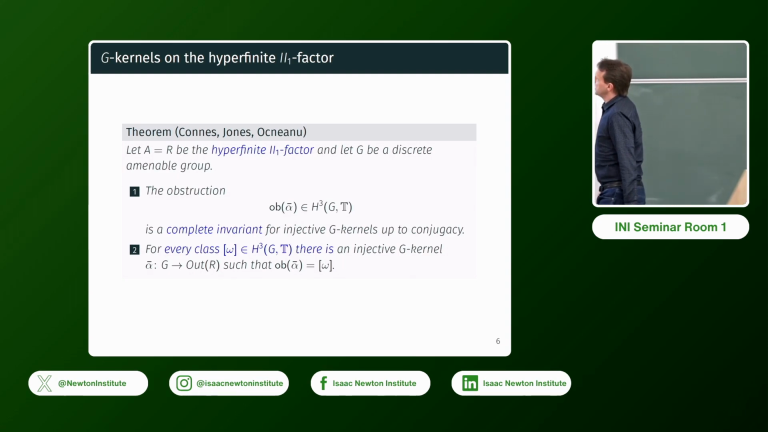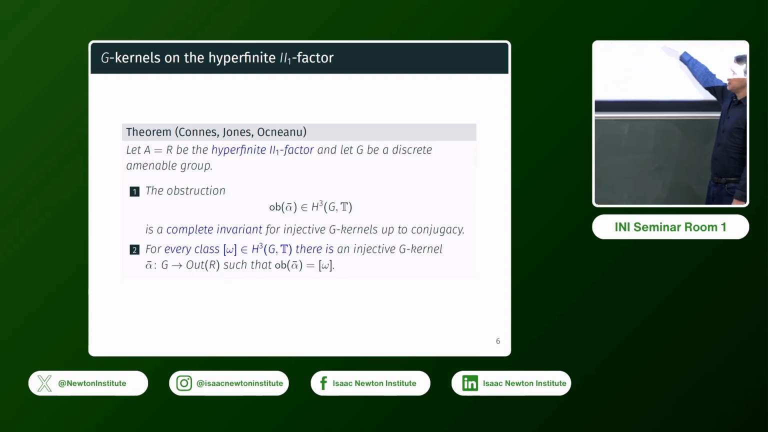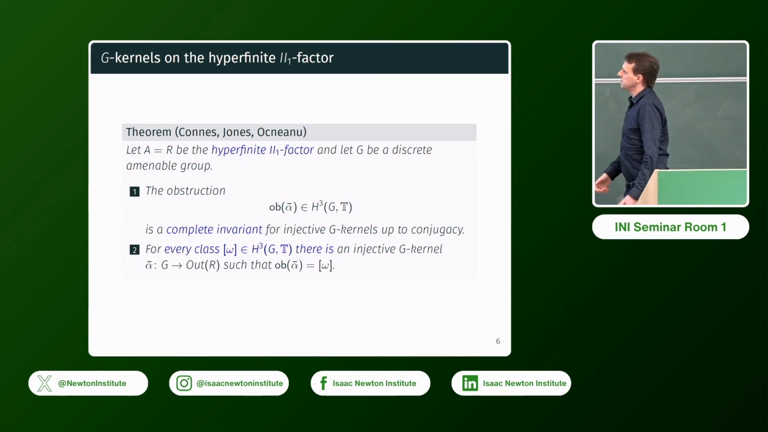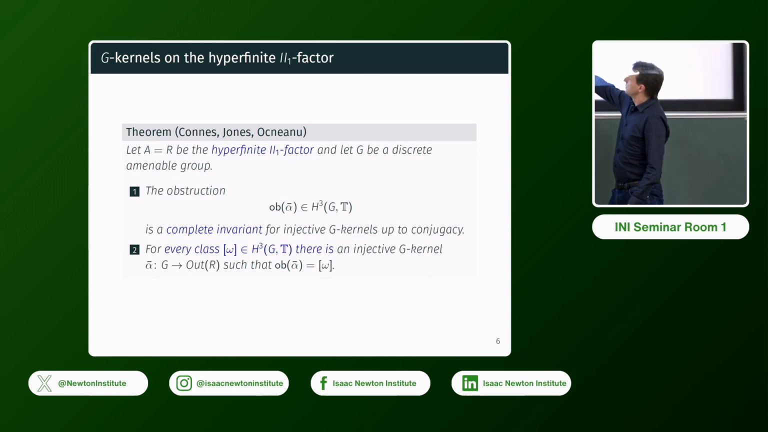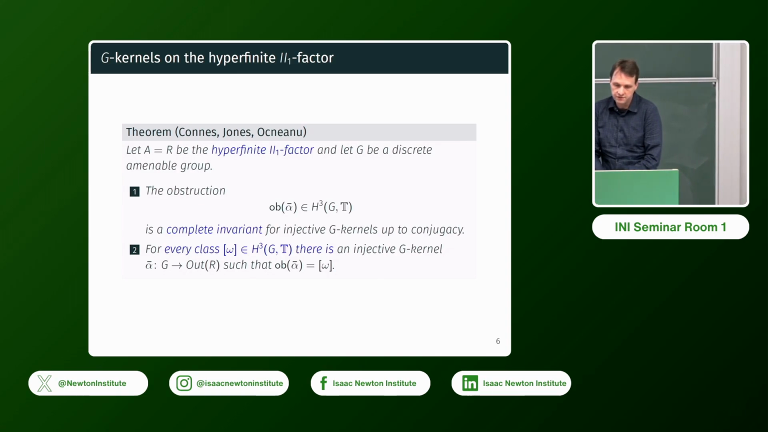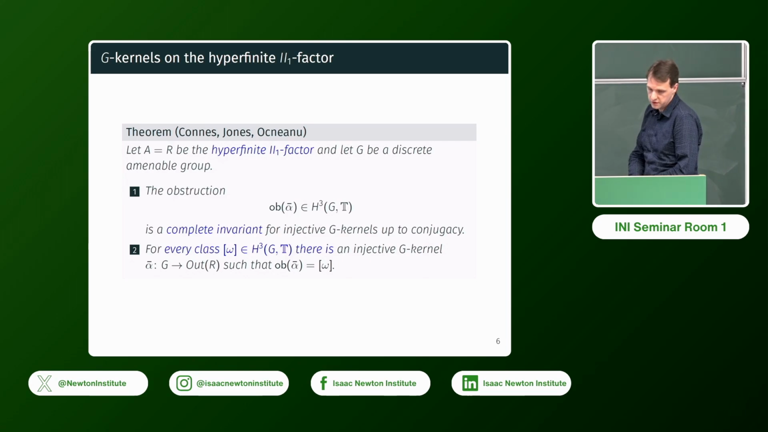And then there's also this realization result, namely that for every group cohomology class, there is actually an injective G-kernel such that it is the obstruction to lifting. So all the classes are realized, and they give a complete invariant up to conjugacy.